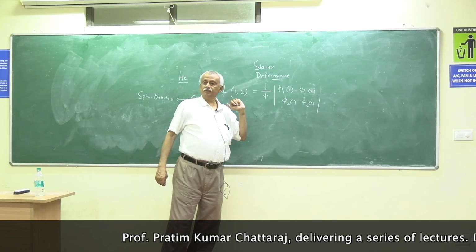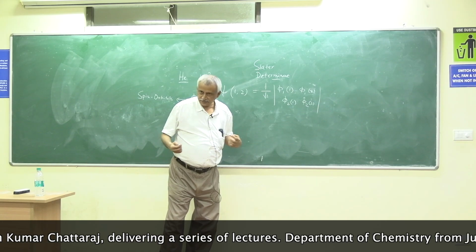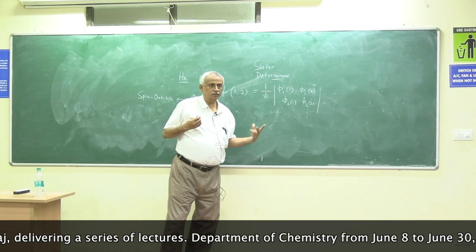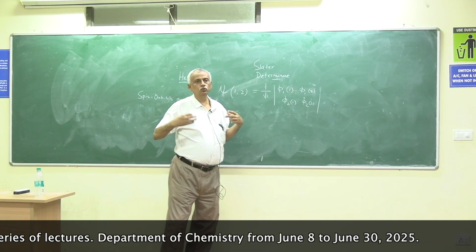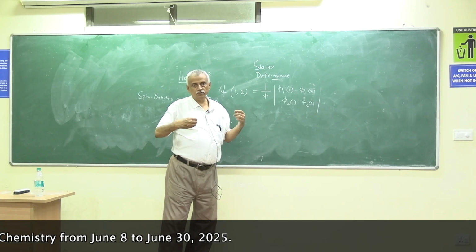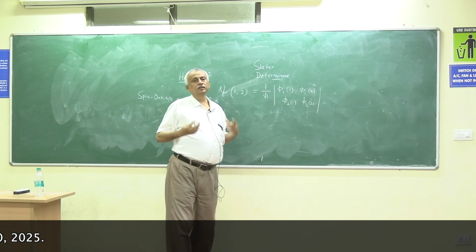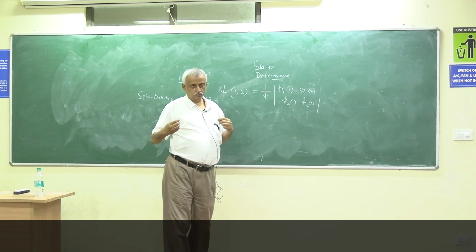What was the logic given? That it's a probability function, so it must be multiplicative. So phi 1 in 1 and phi 2 in 2, or electron 2 is attached to phi 2 spin orbital, electron 1 is attached to phi 1 orbital. What is the joint probability? It is phi 1 1 into phi 2 2.